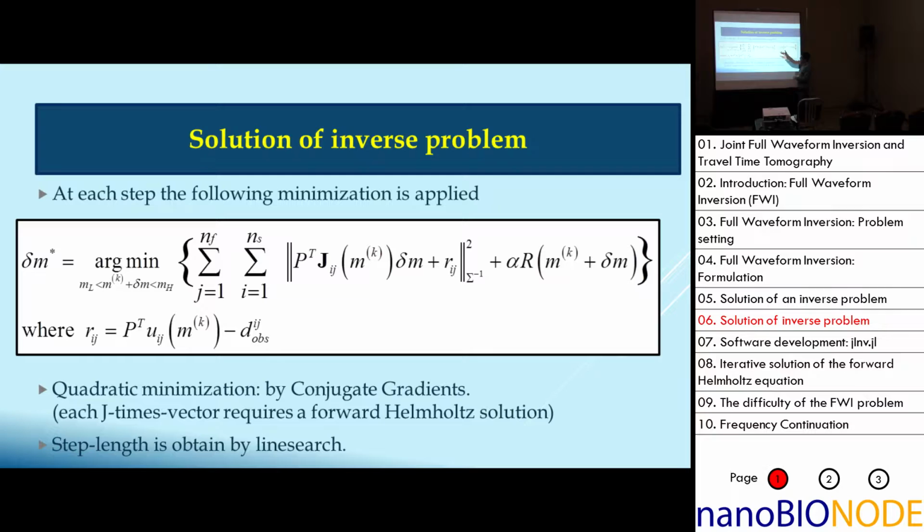So we can apply J and J transpose to a vector. At each conjugate gradient iteration, we need to apply J and J transpose. And each J times vector or J transpose times vector requires a forward Helmholtz solve. So at each iteration, we have 2 times n sources times n frequencies forward Helmholtz solves, and sources can be between hundreds to thousands, and frequencies can be between 5 to 30. So we've got lots and lots of Helmholtz equations to solve.